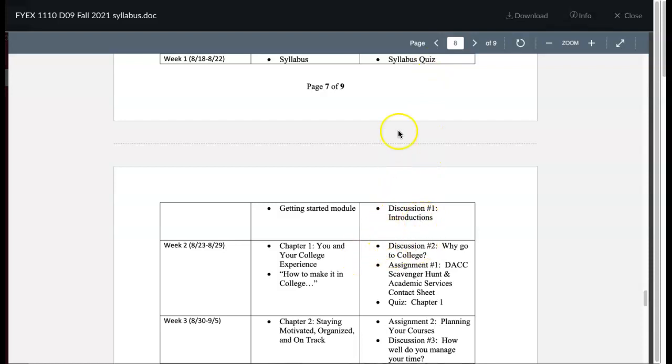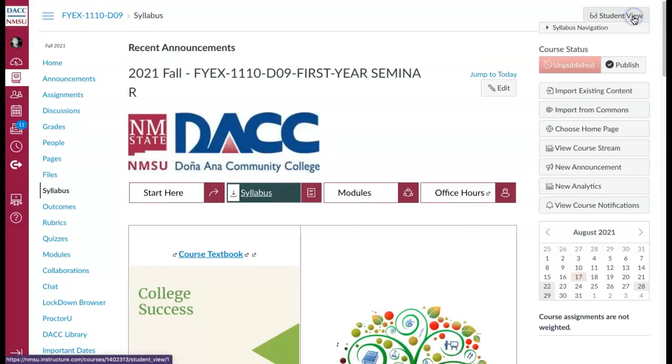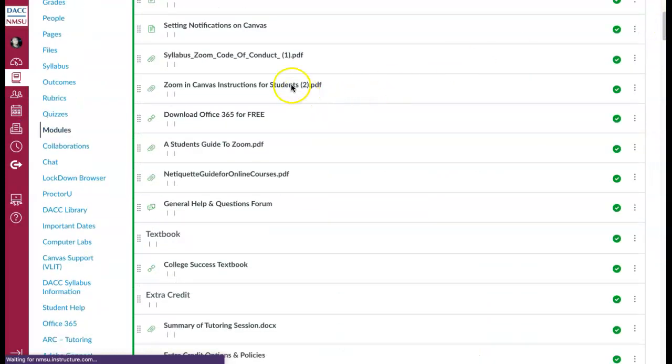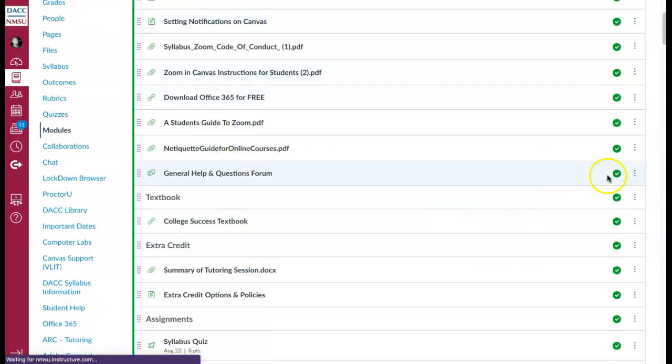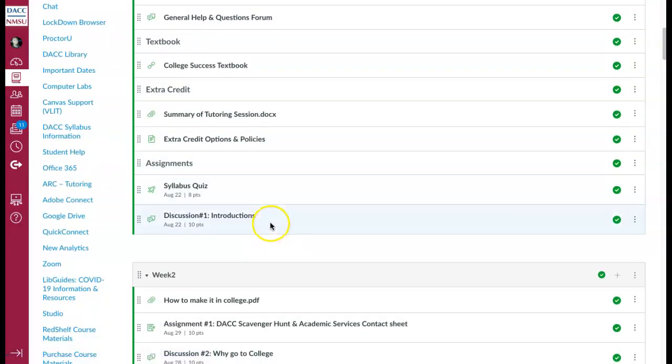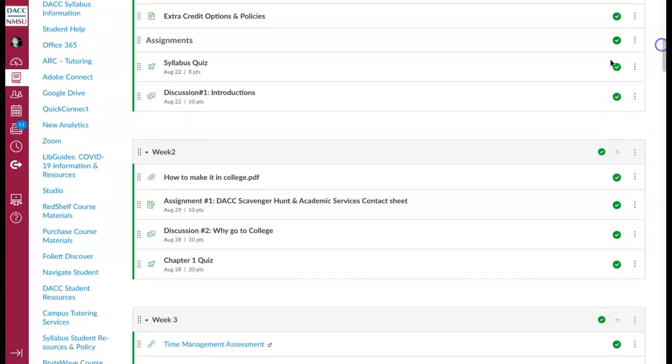So make sure that you always look at the syllabus, and then the other best way to navigate the course is through the modules, because the modules, I organize them by week. So for example, here we have all the things you have to go over, and then we have the syllabus quiz, the introduction. For week 2, you're going to find the handout. But keep in mind that you should also refer to your syllabus because the syllabus tells you that you should read chapter 1. So whenever you take this quiz, it's going to be over chapter 1.